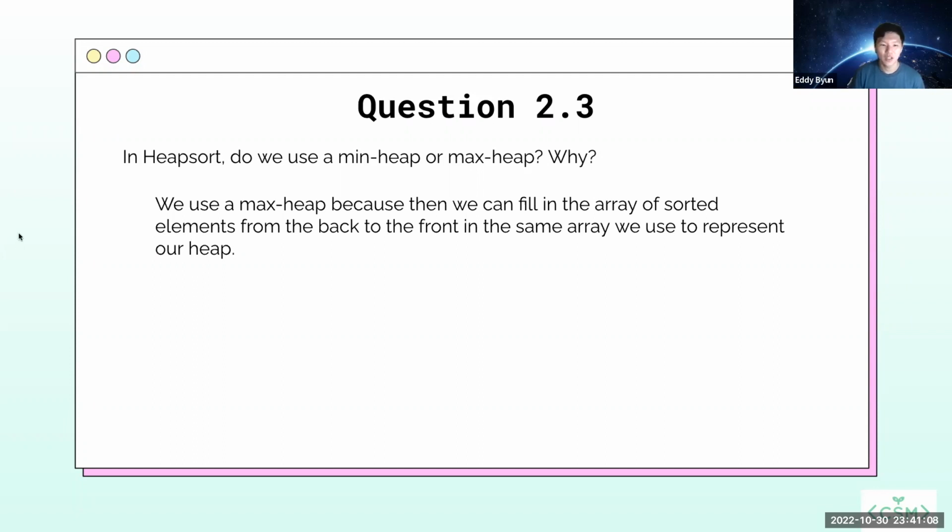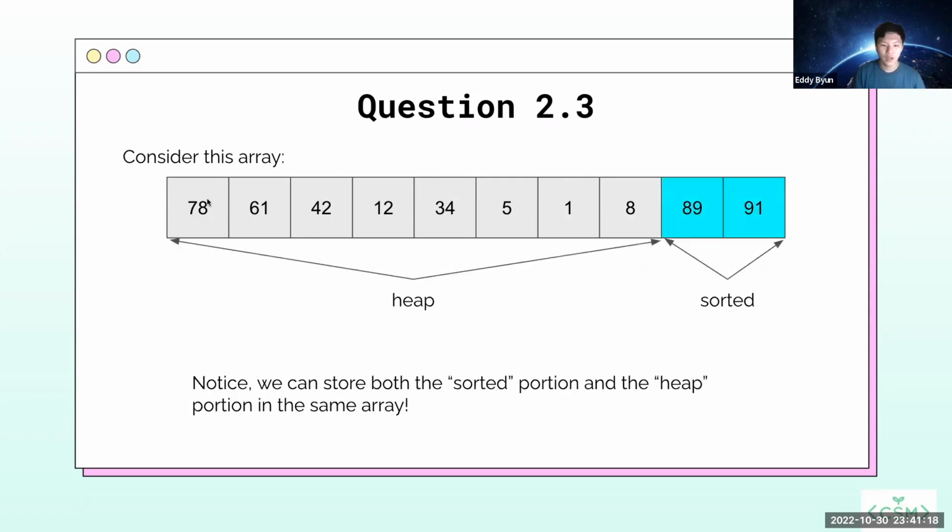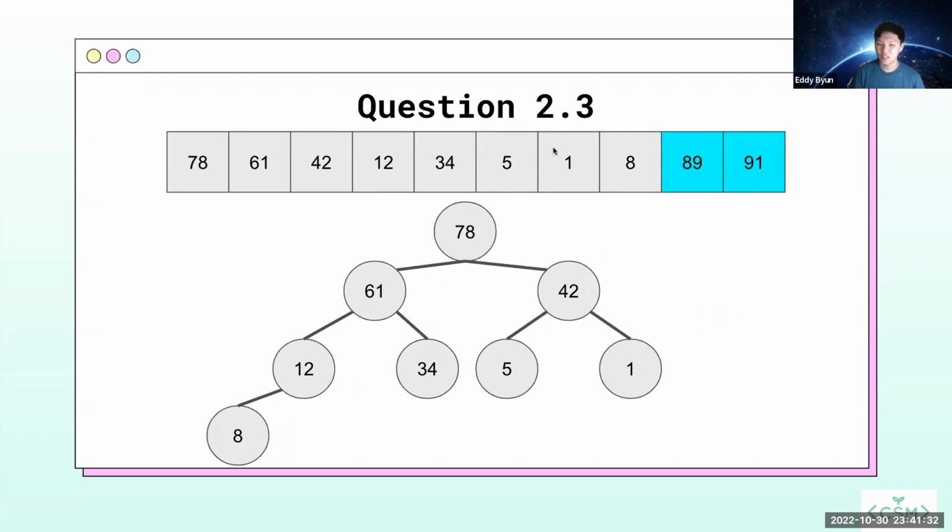So what does this exactly mean? Well, let's consider this array here. And this array is like a snapshot of the array in the middle of heap sort. This portion here is our heap, and this portion here in this blue color is the sorted portion. And notice that we can store both the sorted portion and the heap portion in the same array. And this is the heap portion drawn out in the traditional tree diagram. So hopefully this visualization makes it easier to understand why we use a max heap.